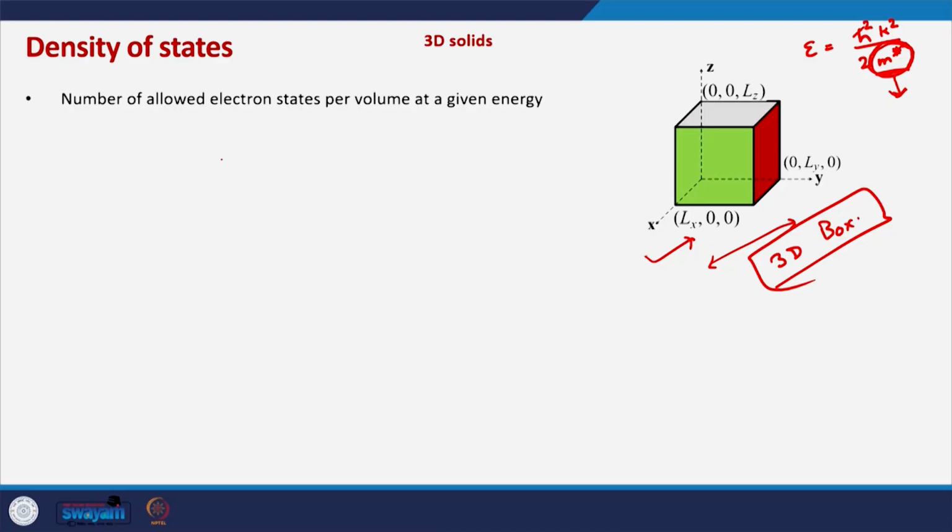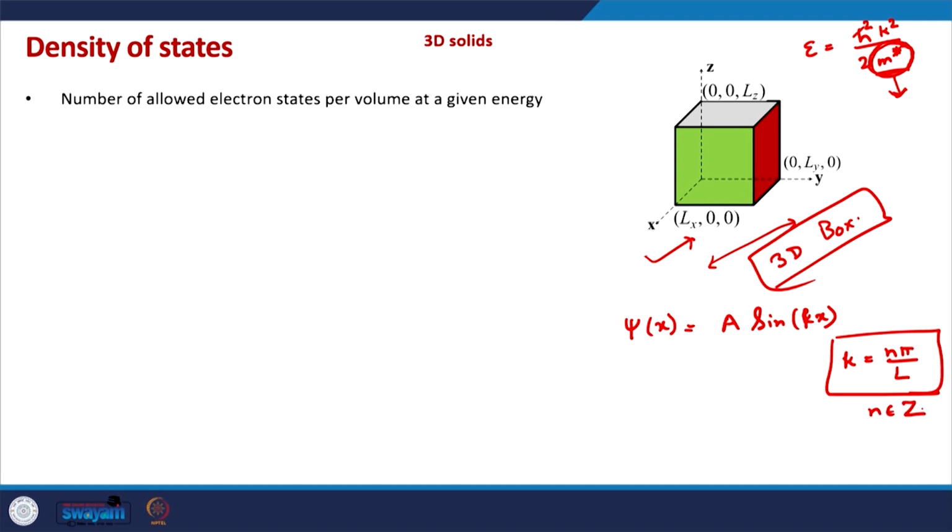If you recall, the wave function for a particle in a 1D box was A sin kx, where k could take values like n pi by L, where L was the length of the box and n could be any integer. Now, in a 3D box, I am directly generalizing this solution.